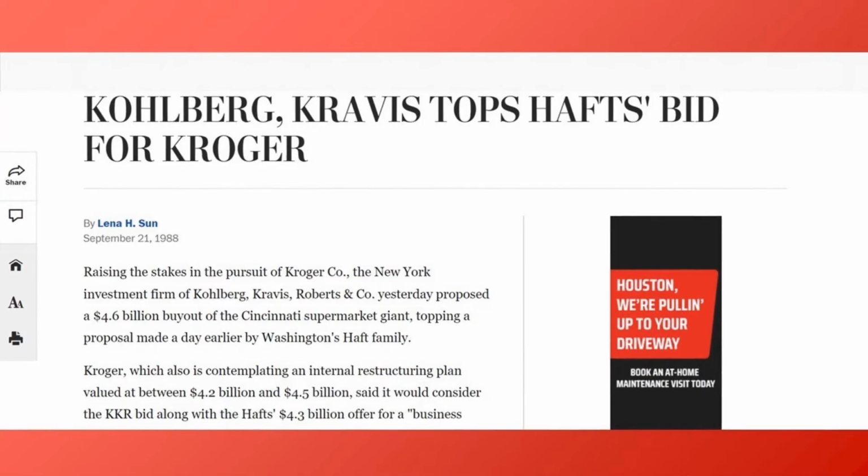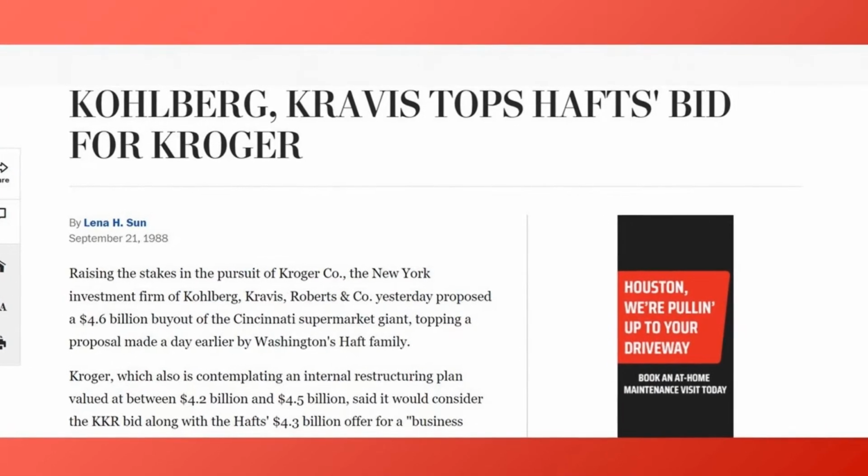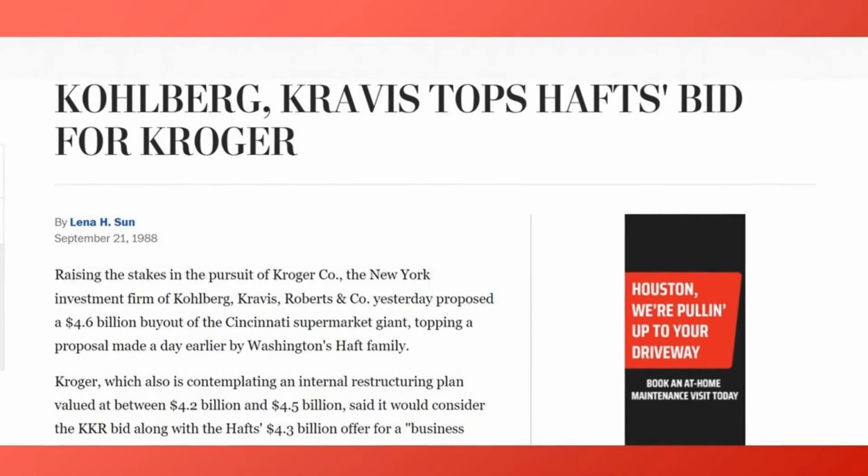Now, in particular, there's this company called Kohlberg Kravis Roberts, or KKR. And KKR was well known around this time for these things called leveraged buyouts. Basically, they would go in, take over a company, leverage it up with debt, and then sell it for millions or billions of dollars and then pocket the cash. And then they would go and do it again with another company. And they had their eyes on Kroger. In fact, there were multiple companies that wanted to take Kroger over.